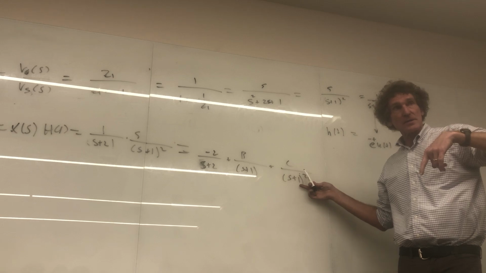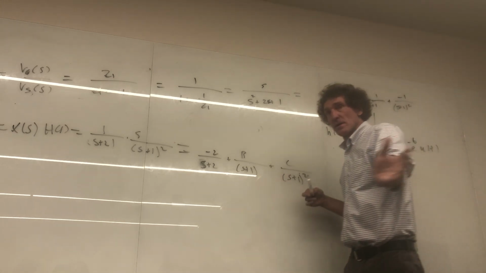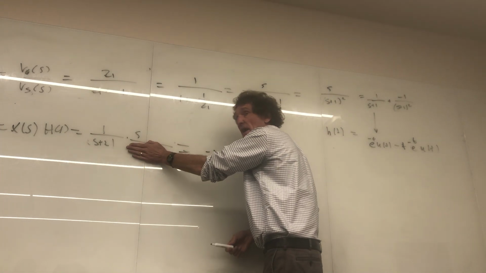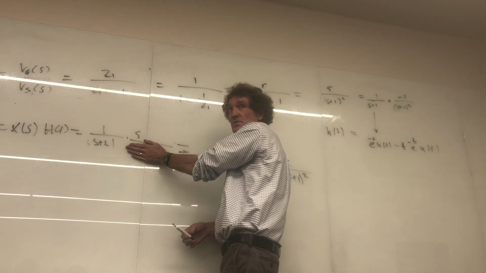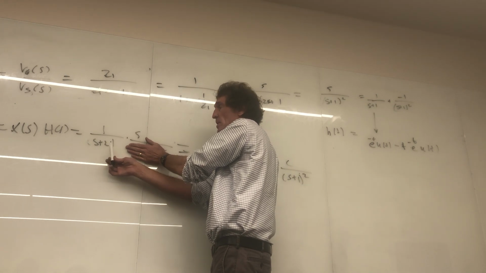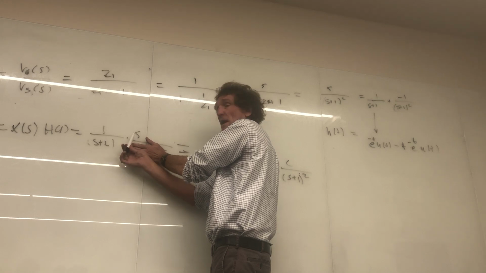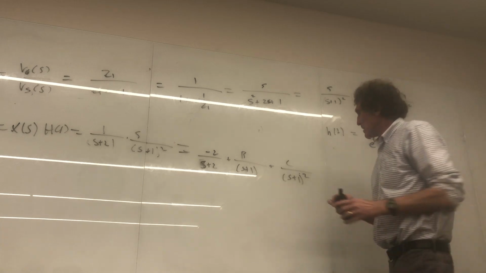All right, now how do I get this one? Anyone? I cover up what? (s plus 1) squared. And I evaluate the remainder at the pole, which is what? Minus 1. Do you agree with me? All right, what is that value going to be? Well, minus 1 plus 2 is 1, into minus 1 is minus 1. Do you agree with me, everyone? So that's minus 1.